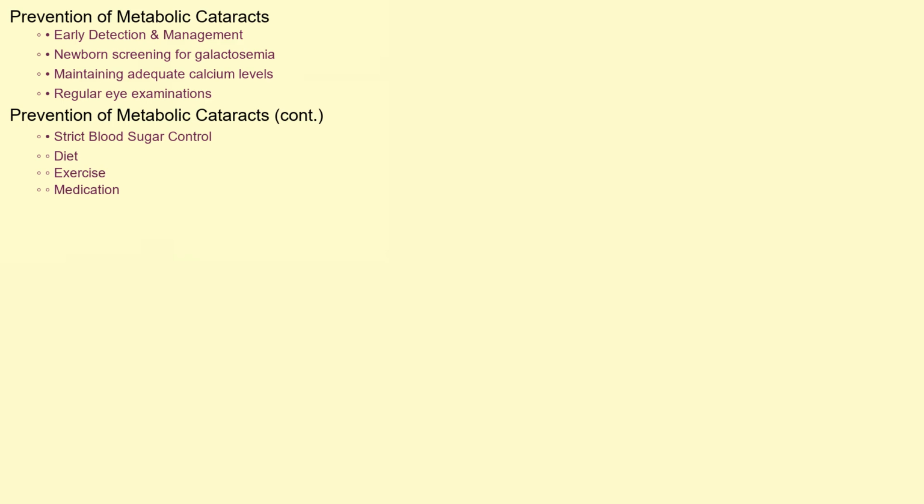Prevention of metabolic cataracts focuses on early detection and management of the underlying metabolic disorders. Newborn screening for galactosemia is crucial for early intervention. Maintaining adequate calcium levels through proper diet and supplementation can help prevent hypocalcemia-related cataracts. Strict blood sugar control through diet, exercise, and medication is essential for preventing or slowing the progression of diabetic cataracts. Regular eye examinations are also important for early detection of cataract development, regardless of the cause.